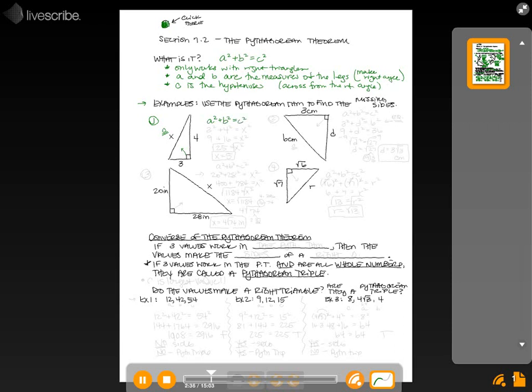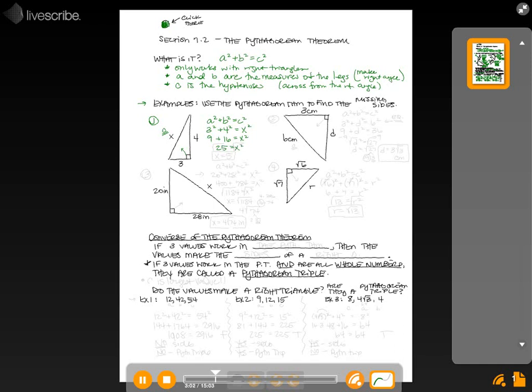A and B, it doesn't matter which one is which. So I'm going to plug in 3 for A and 4 for B. And then x needs to be c because it's the hypotenuse. And then we're going to solve this. Well, 3 squared is 9, and 4 squared is 16, and that equals x squared. 9 plus 16 is really 25.